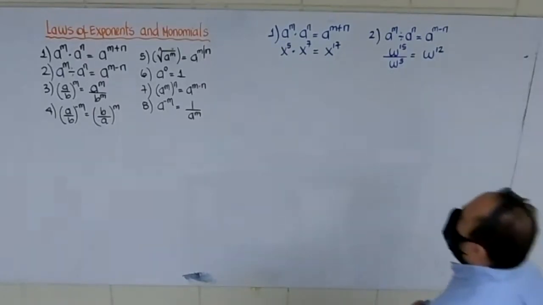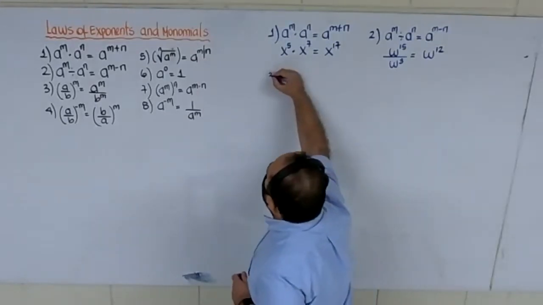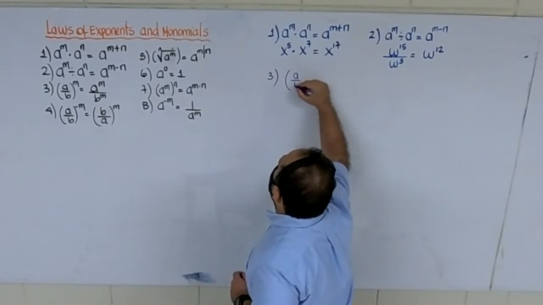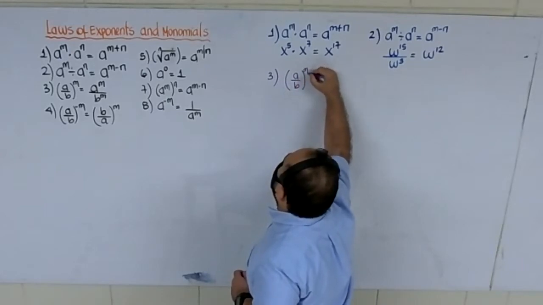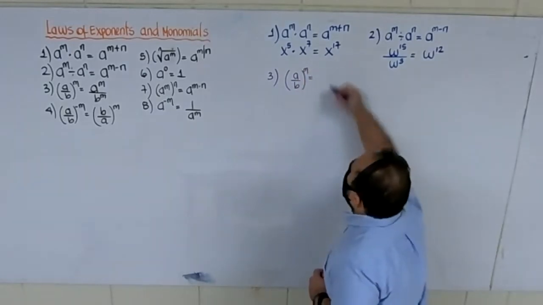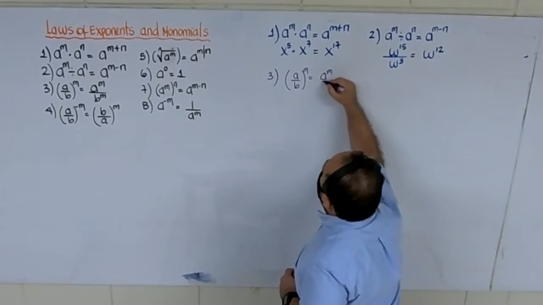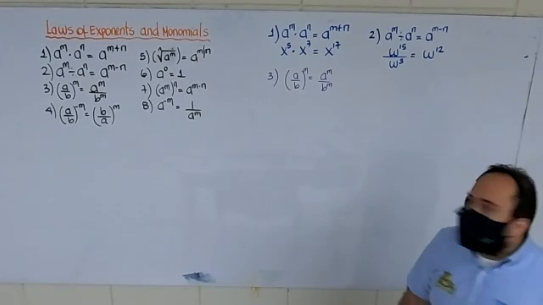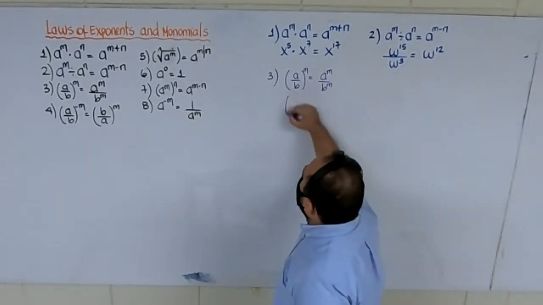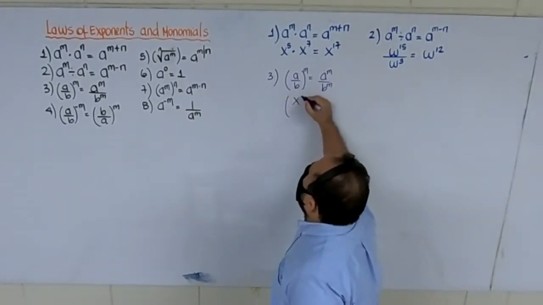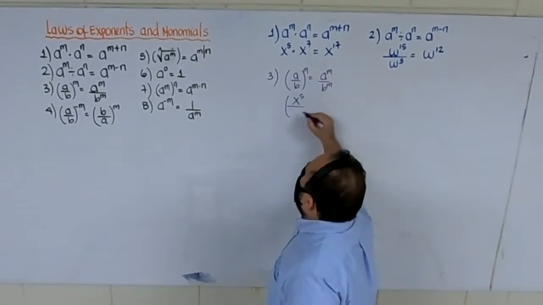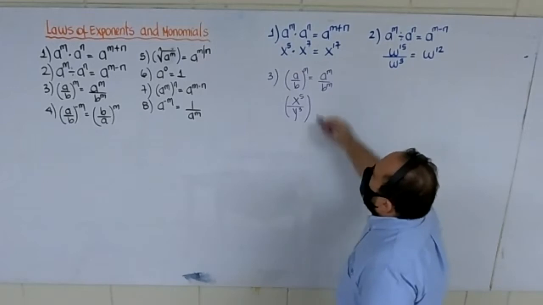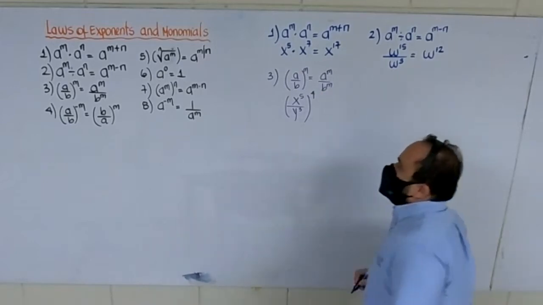Rule number three says, okay, we have a fraction, a over b, elevated to the n power. That means a to the n over b to the n. For example, if I had a fraction like x to the fifth power over y to the third power elevated to the fourth power.